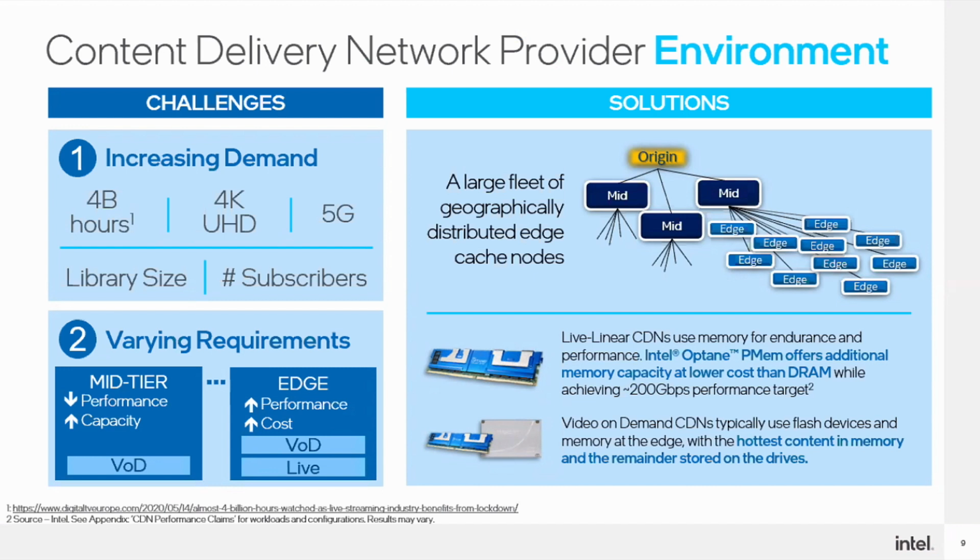The other workload we're going to discuss is video on demand. This is probably the one that most of us are more familiar with. This type of workload has been around a little bit longer. And so a video on demand CDN will typically use flash devices as well as some memory at the edge, where the bulk of the content that's cached is stored on the SSDs. And the hottest content, the most accessed content on that edge node will be stored in DRAM.